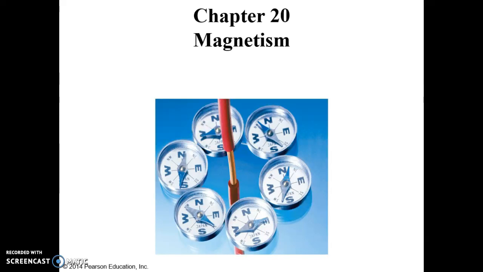Hello, class. Today we're going to discuss magnetism. The first definition you're going to learn is that magnetic fields are produced by moving charges or moving electrons.